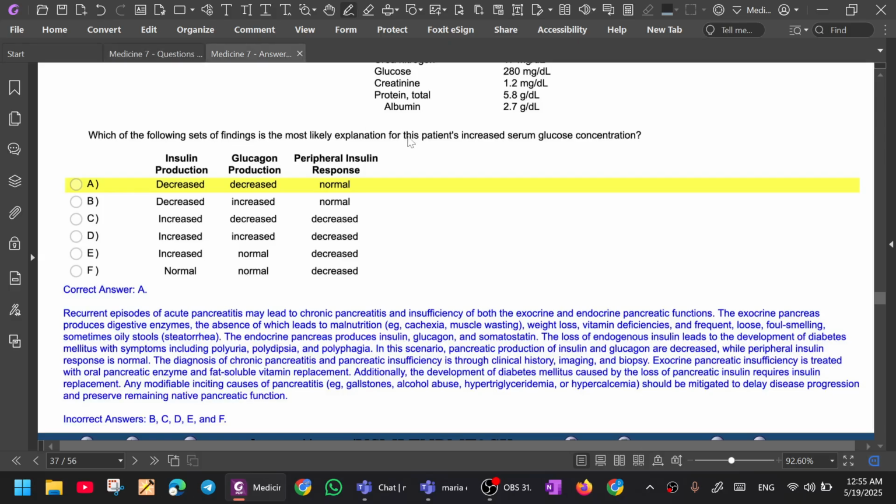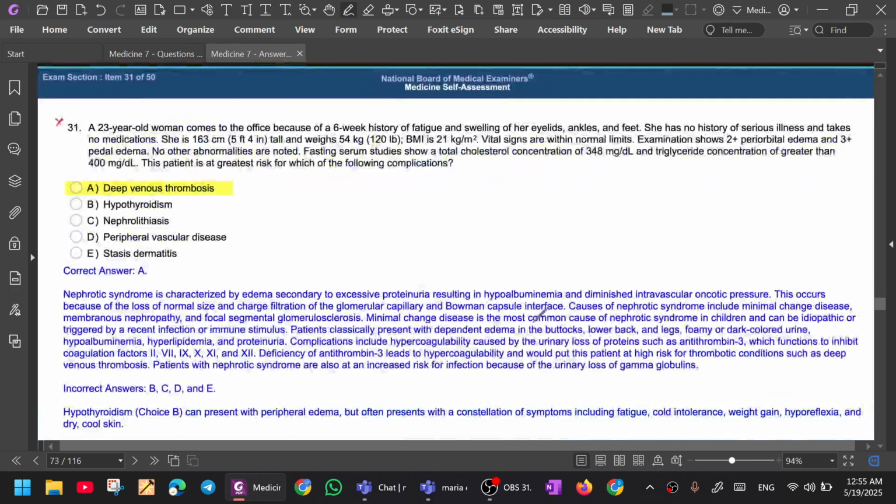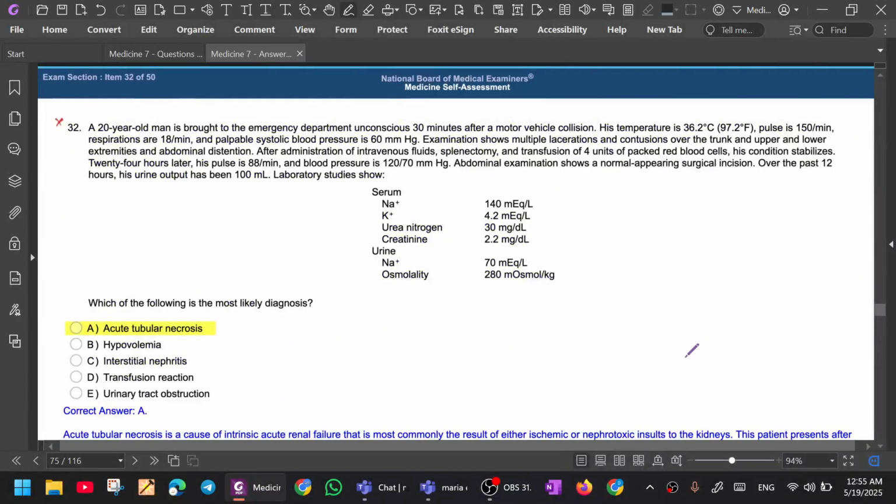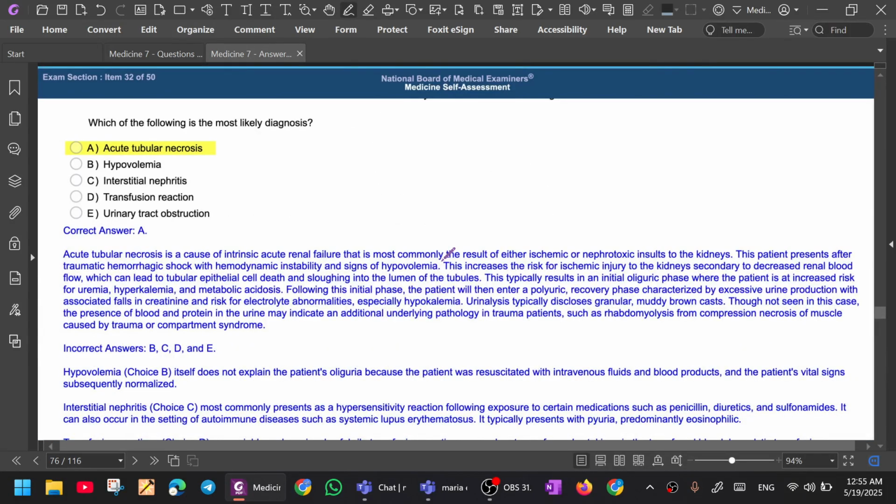Next is 32. If it was wrong, then I need to jump from somewhere. So you say, I guess the normal urine sodium is 40. No, no. In pre-renal, urine sodium is less than 20. Can you see somewhere like pre-renal azotemia to happen?